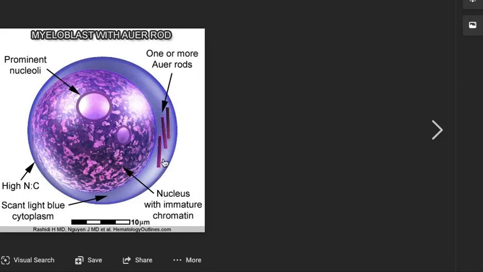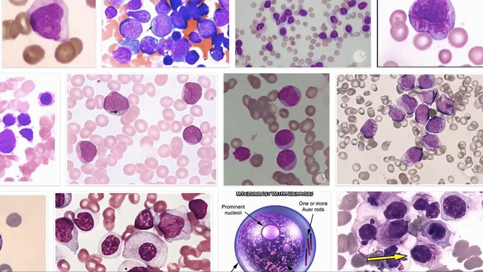Now this one is present in acute myeloid leukemia, AML. You see, they're showing a myeloblast with rods. Myeloblast means immature cells, right?